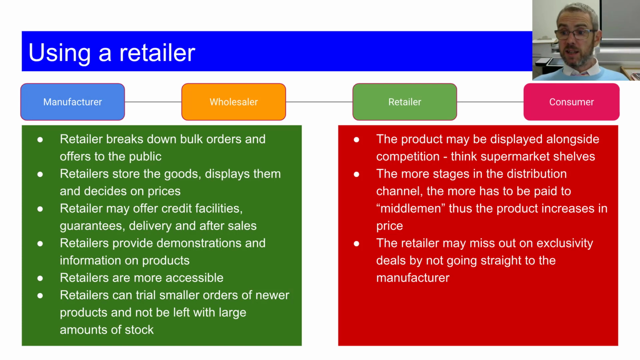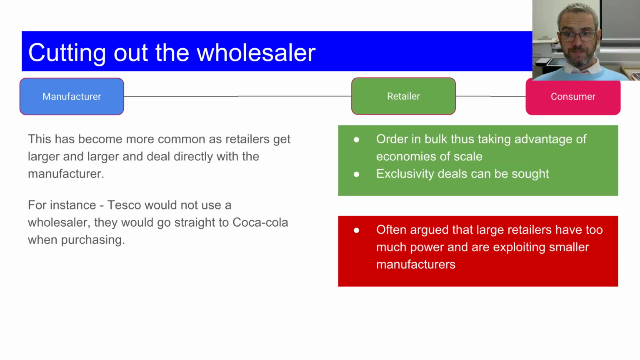There are more stages in the distribution channel, so obviously the more money you have to pay out to the middlemen. So the product increases in price, or you start to lose your profit margin. And then the retailer might lose out on exclusivity deals by not going straight to the manufacturer. Tesco can go to Coke and say, we want exclusive rights to sell this new Coke Zero Vanilla, or for Christmas coming, put a Christmas flavour together and we want exclusivity on that. So that can happen as well.